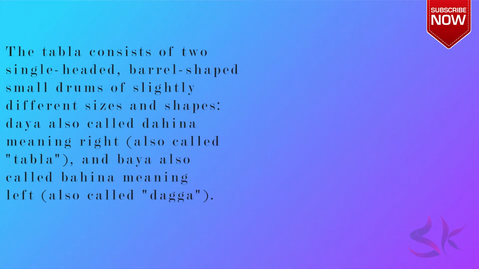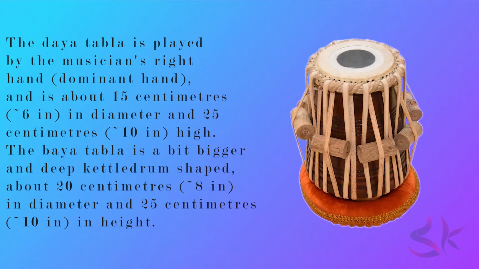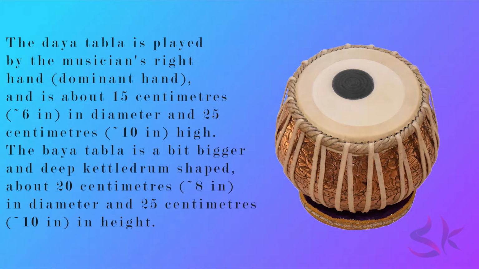The tabla consists of two single-headed, barrel-shaped small drums of slightly different sizes and shapes. Daya, also called dahina, meaning right, also called tabla, and baya, also called bahina, meaning left, also called dagga. The daya tabla is played by the musician's right hand or the dominant hand and is about 15 centimeters or 6 inches in diameter and 25 centimeters or 10 inches in height. The baya tabla is a bit bigger and deep kettle drum shaped and about 20 centimeters or 8 inches in diameter and 25 centimeters or 10 inches in height.